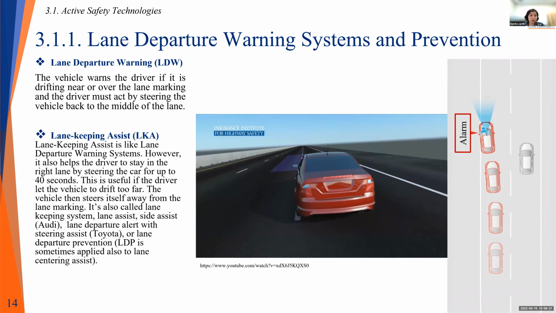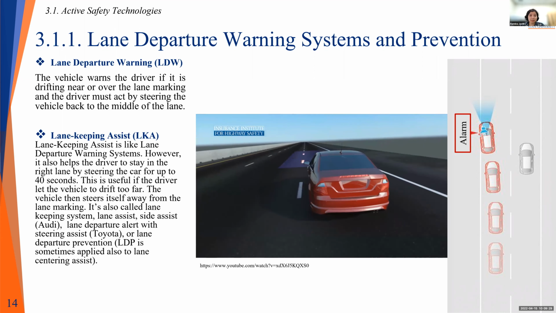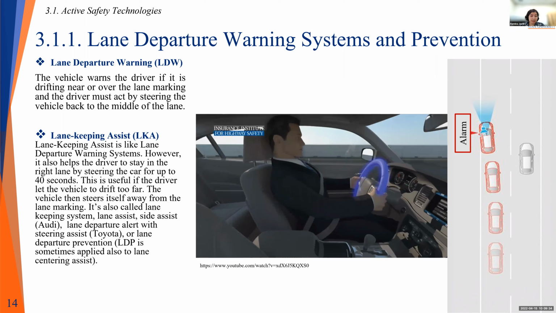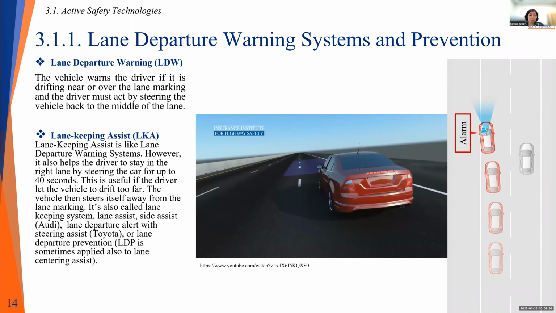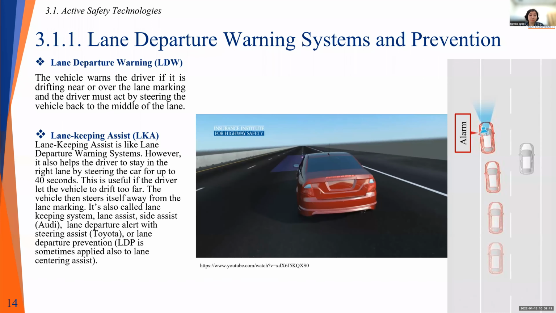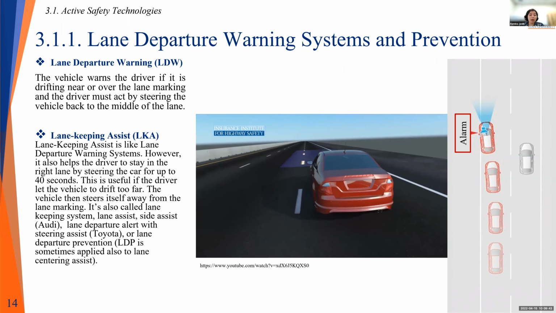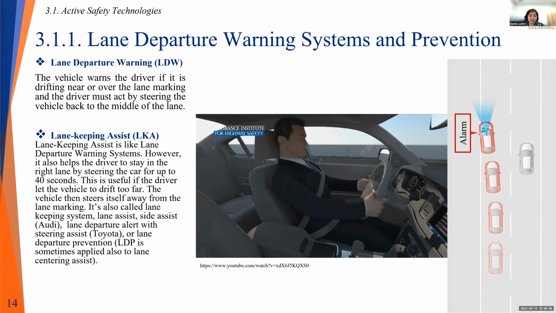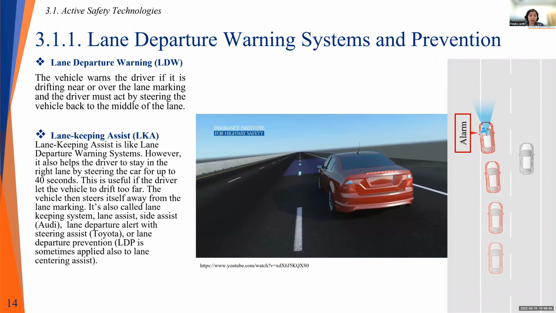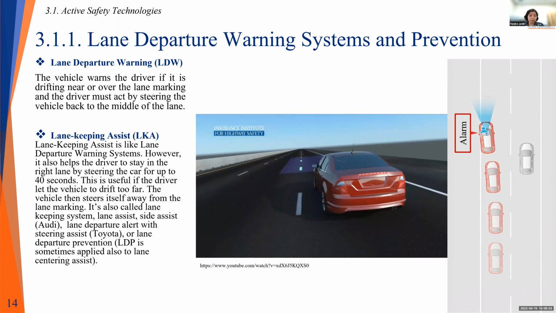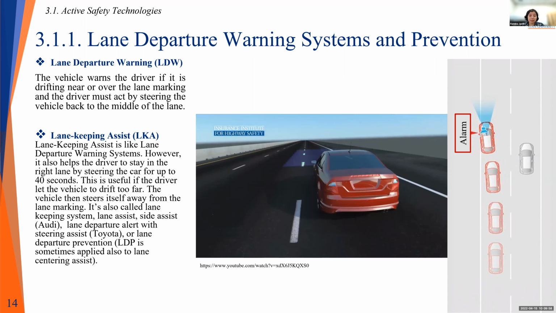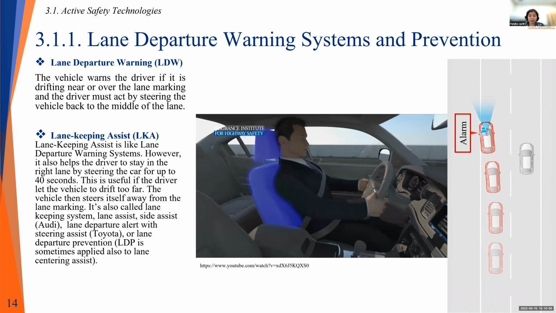One of the subsystems of LDW is lane keeping assist. Lane keeping assist is like lane departure warning systems. However, it helps the driver to stay in the right lane by steering the car for up to 40 seconds. So this is useful if the driver drifts the vehicle too far. The vehicle then steers itself back to the lane marking.